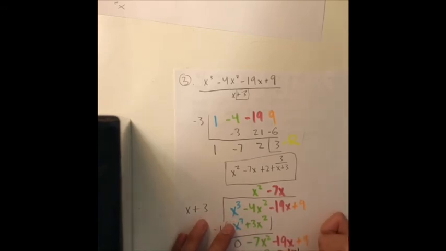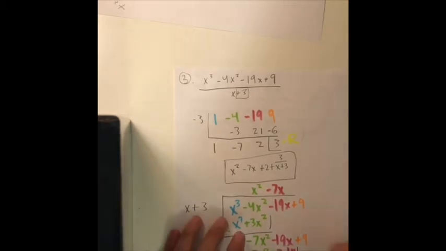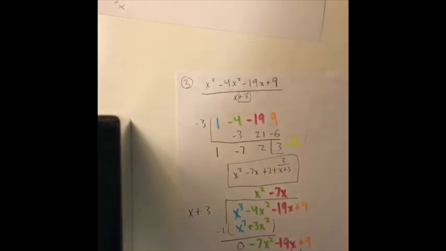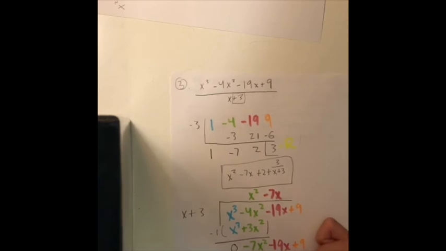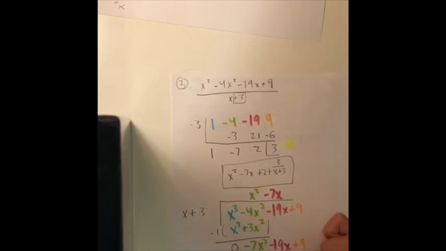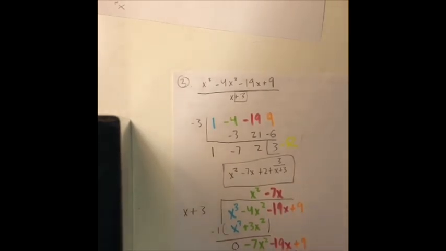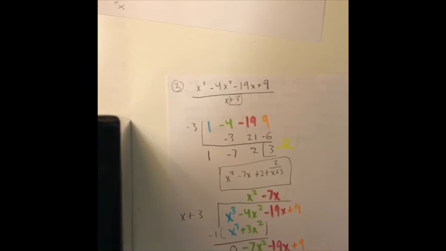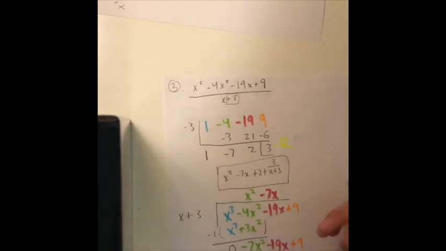This will be 21x. If you add it to negative 19x, it will be 2x. And then you drop this down. Drop the positive 9 down. Now what you're going to want to do is repeat the process one more time. I think this will be our last time. How many times does x go into 2x? Goes into it 2 times.